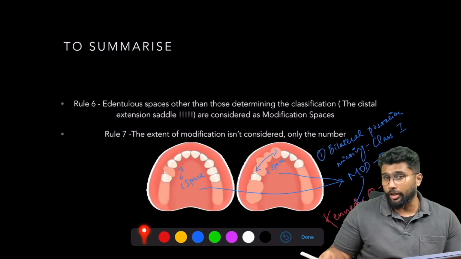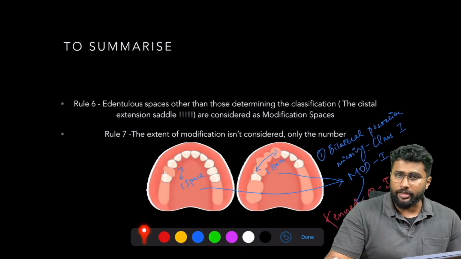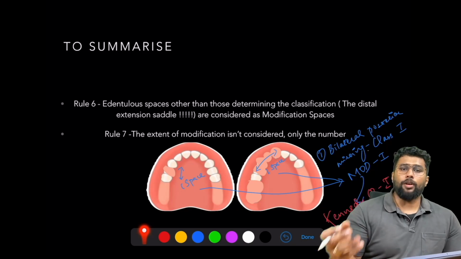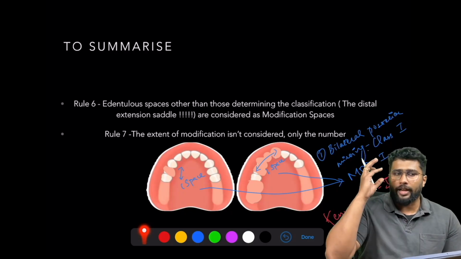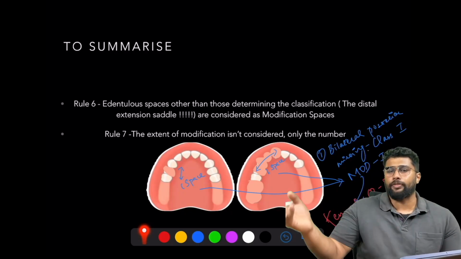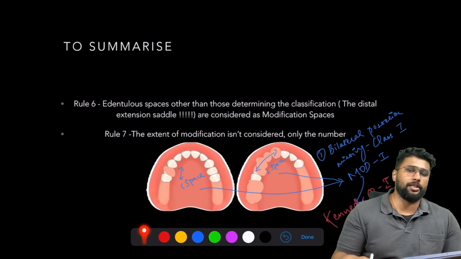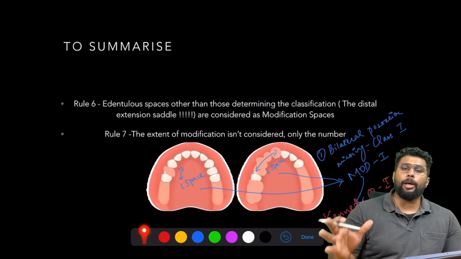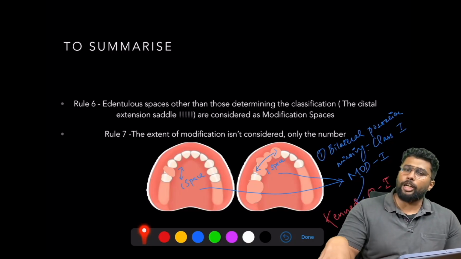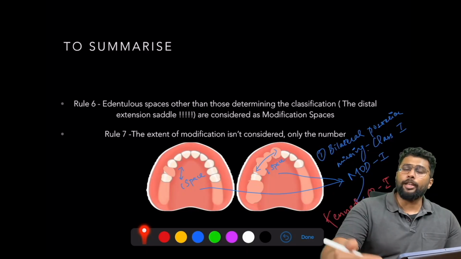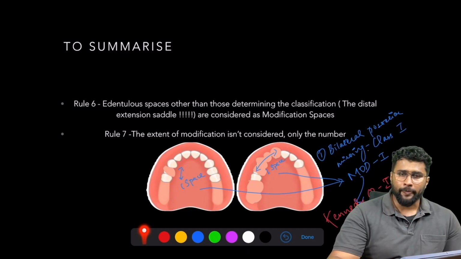Remember, the most posterior ones are the ones that determine the classification; the others are considered as modification spaces, right? Because you cannot say that you will get a case where only the posterior is missing. You will never get a picture which is ideal Kennedy's classification, although it is rare. You might always have a case where there are some anterior teeth missing, some premolar might be missing. So you have to be able to classify that particular case. So you use the posterior most areas to determine what your classification is, and then you will simply count the other areas as modification spaces, right?